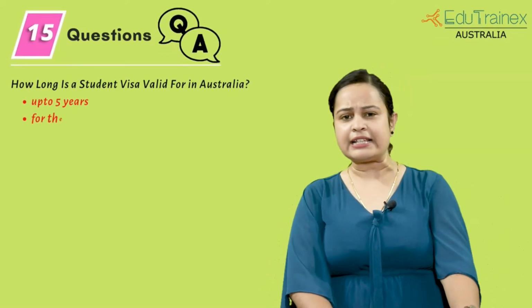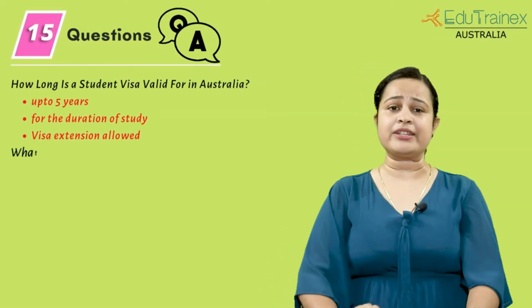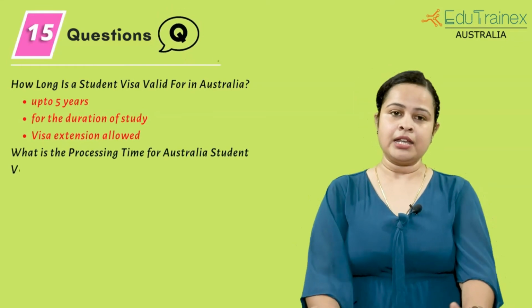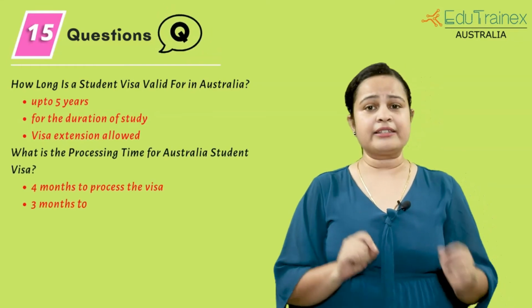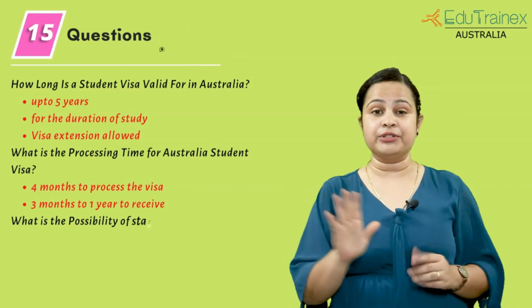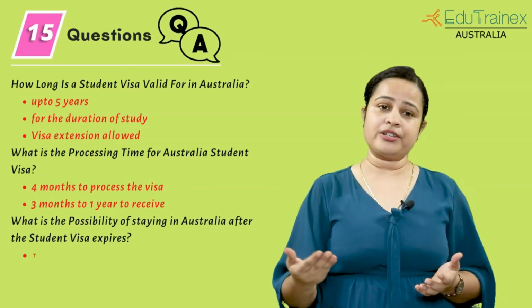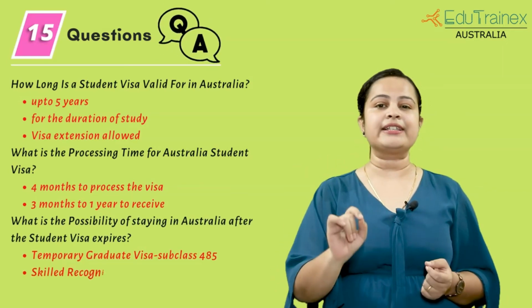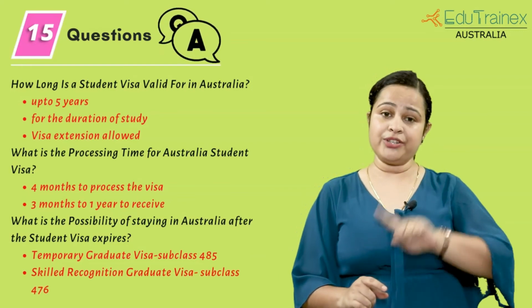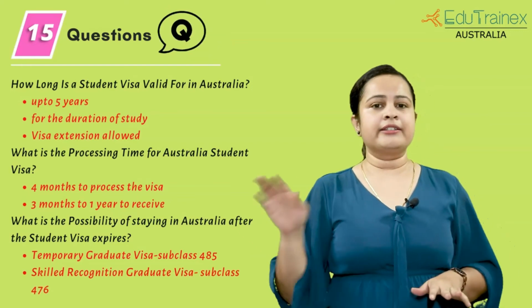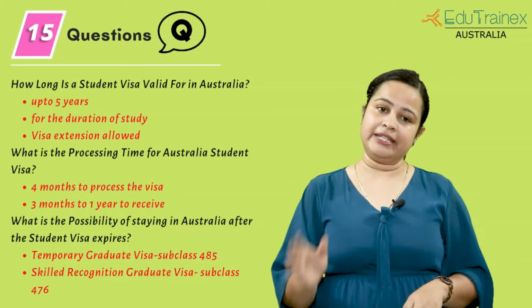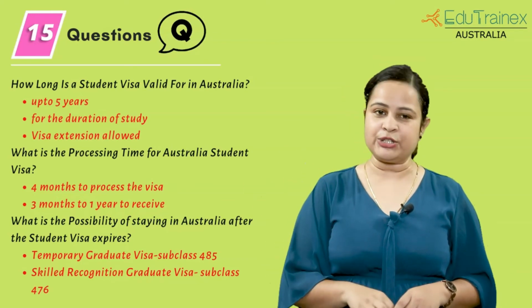Many of the students ask me, how long is a student visa valid for in Australia? A student visa in Australia is usually valid for up to 5 years, and if your study course lasts less than that, then your visa will be valid for the duration of your studies. However, in specific cases, you may be eligible for a visa extension.